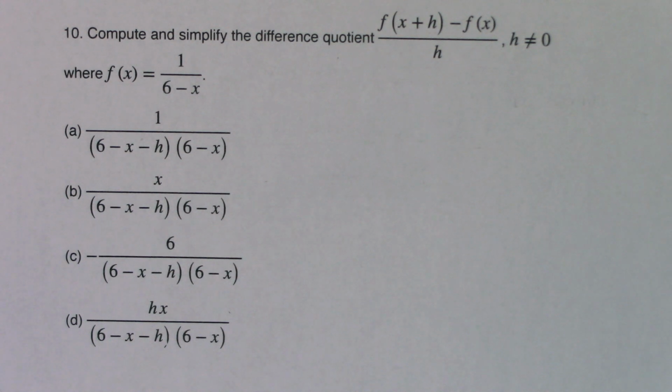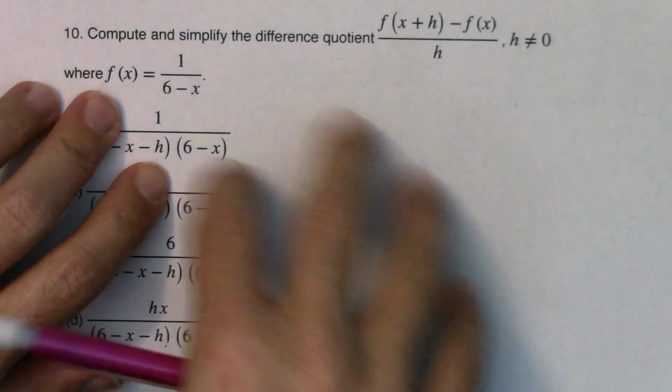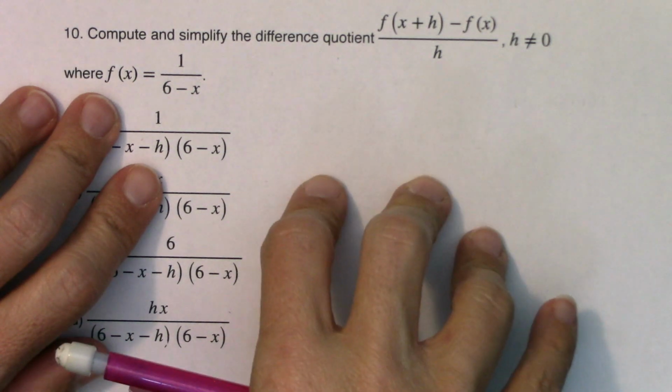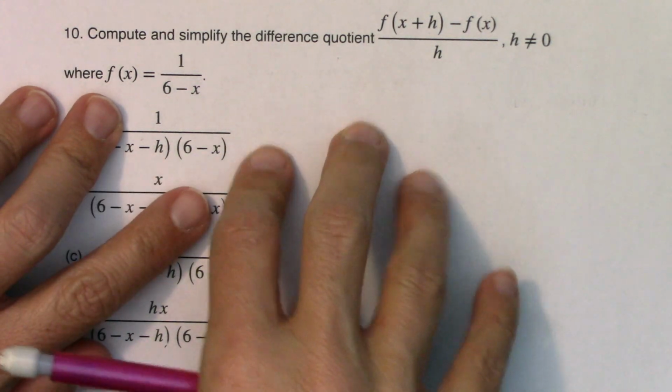Folks, let's see if we can't find that difference quotient. So we're being asked to compute and simplify a difference quotient, and our function is a fraction. What that means for us at some point is we're going to be adding and subtracting fractions. We're going to need common denominators. It's going to get pretty messy.